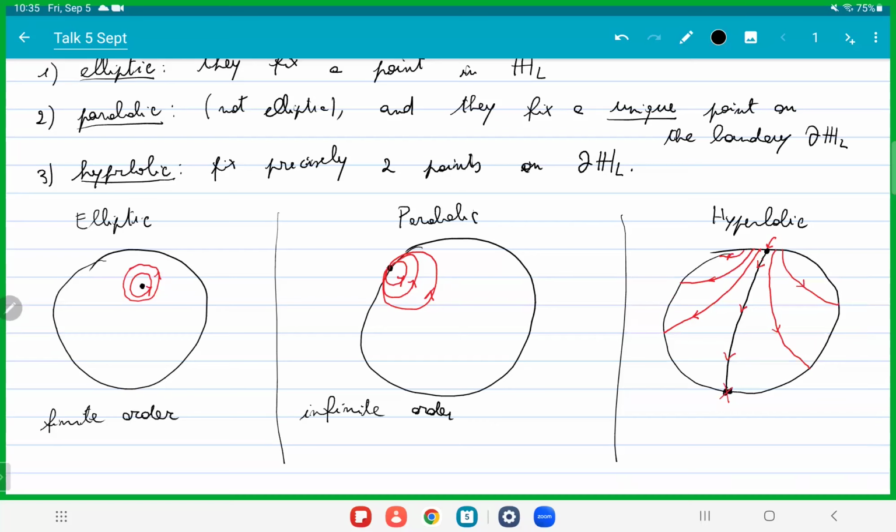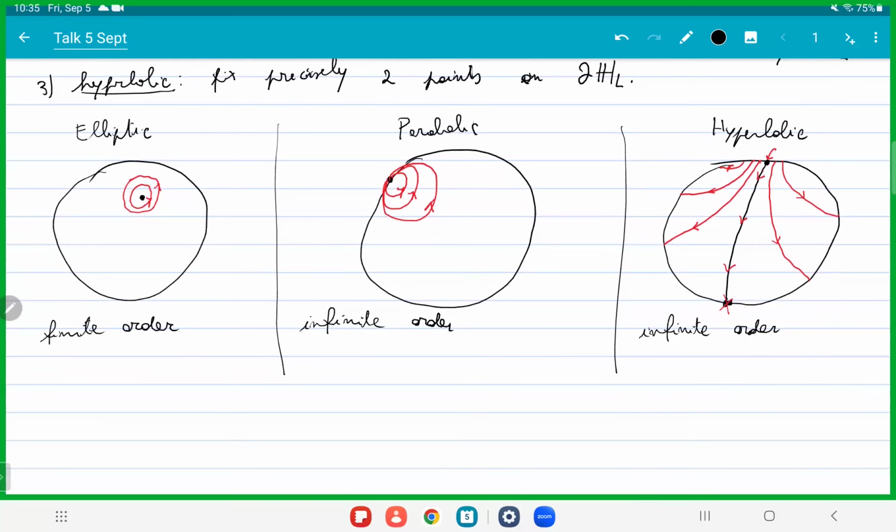So also in this case, we have infinite order. And in order to distinguish between parabolic and hyperbolic isometries in a neat way, there's an invariant that we can associate to the isometry, which is called the dynamical degree. It's simply defined as lambda. So this is the spectral radius of the isometry.